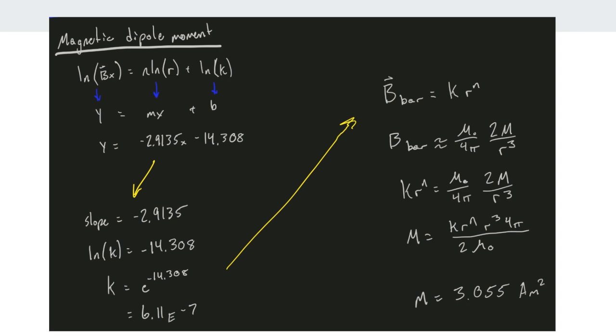And then you set the magnetic field of the bar equals K times R to the n, and the magnetic field of the bar roughly equals the point charge, which was mu 0 over 4 pi times 2m over R cubed. You set those two equal to each other, and you get the m. In our experiment, we got m equals 3.005 amps per meter squared.